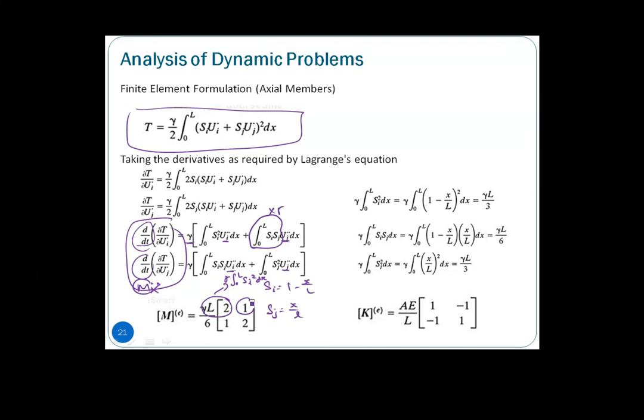All right, so that is where you get your mass matrix when a member is undergoing axial load. Our stiffness matrix is also the same. If you are using what we call the potential energy itself, then you will get this AE over L.